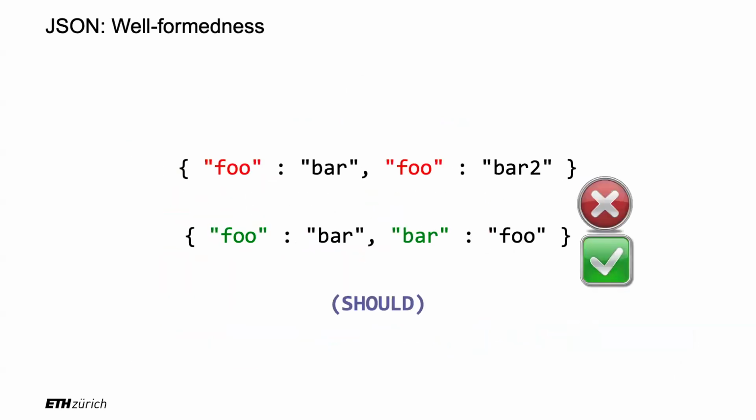Now, again, a word of wisdom. If you look at the standard of JSON, the RFC standard, the original one, it doesn't say it's forbidden. It just says you should not be doing that. It doesn't say you must not, it says you should not be doing that. So an object should have distinct keys.